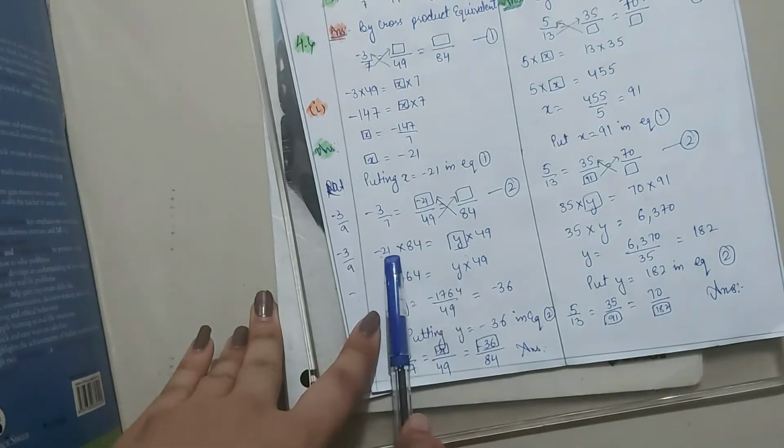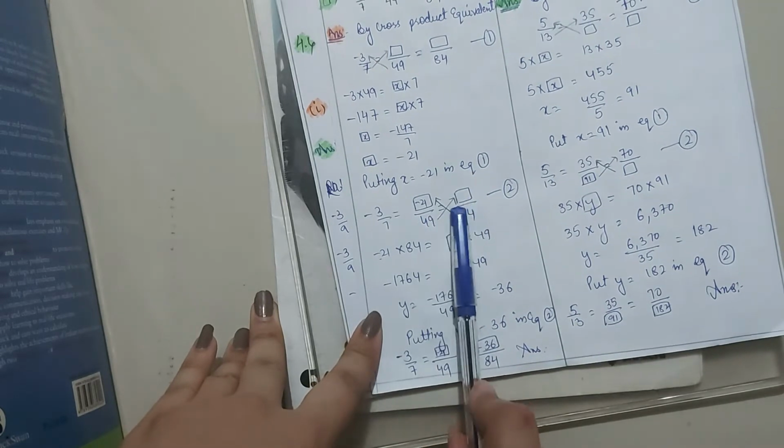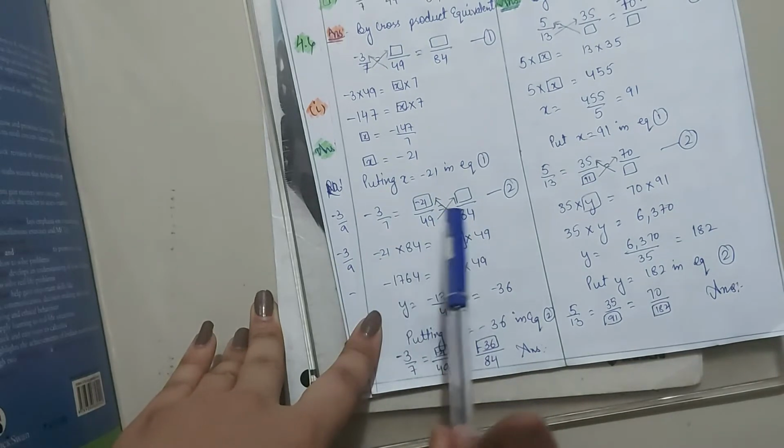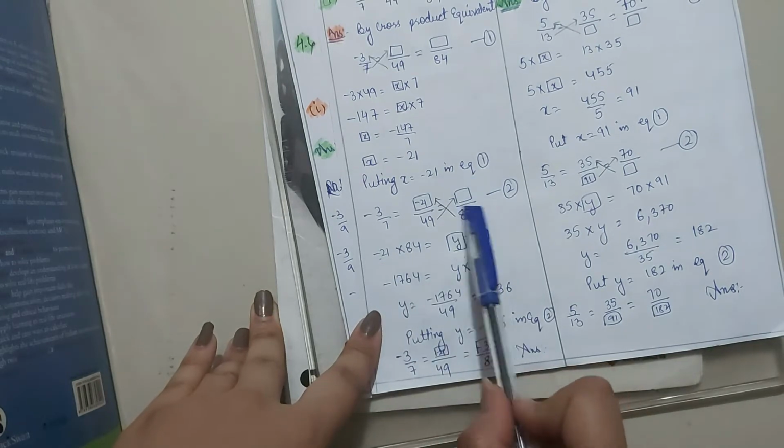Moving to our next, taking the second pair. In the second pair, minus 3 by 7 is equivalent to dash over 84. So simply again cross multiply. What will be the cross multiplication? Minus 3 into 84, which equals 7 times y. Put y here.